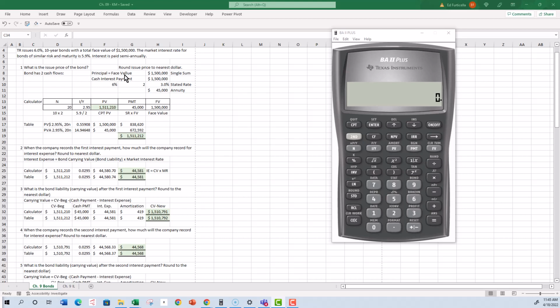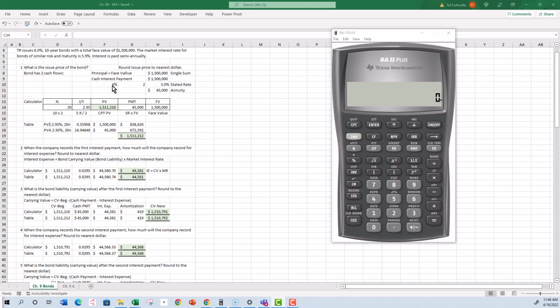All bonds have two cash flows. Principal, also called face value. In this case, it's $1,500,000. That's a single sum for a lump sum. This is the amount that we're going to give our bond investors back after the bond matures in 10 years. In the meantime, we're going to give them cash interest payments for the use of their funds.